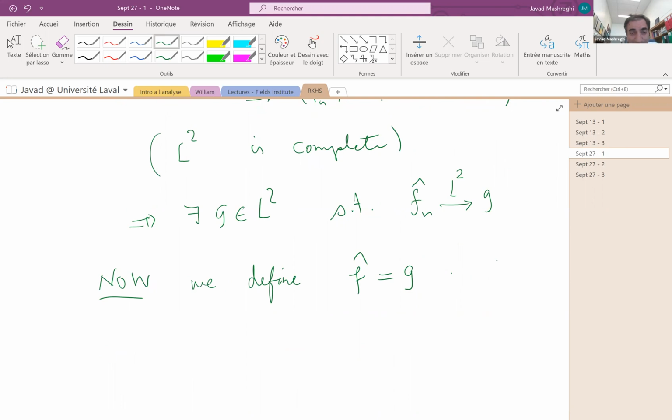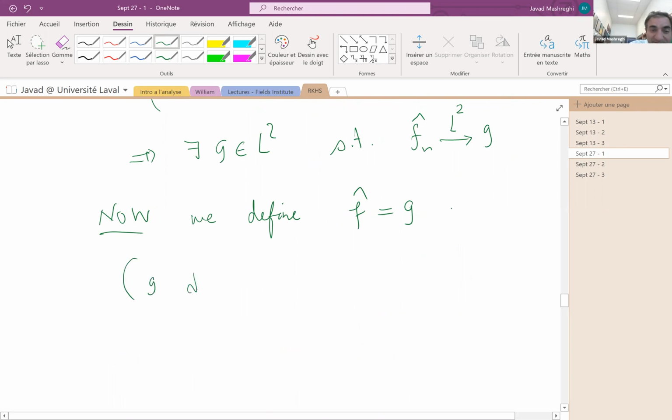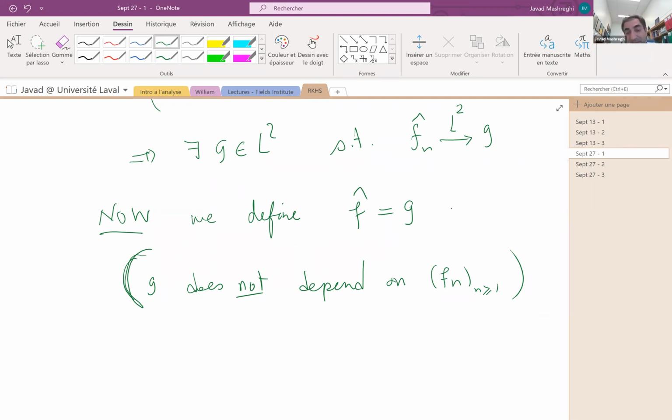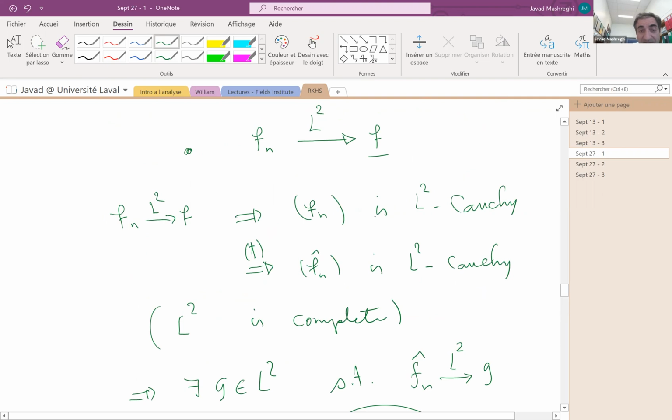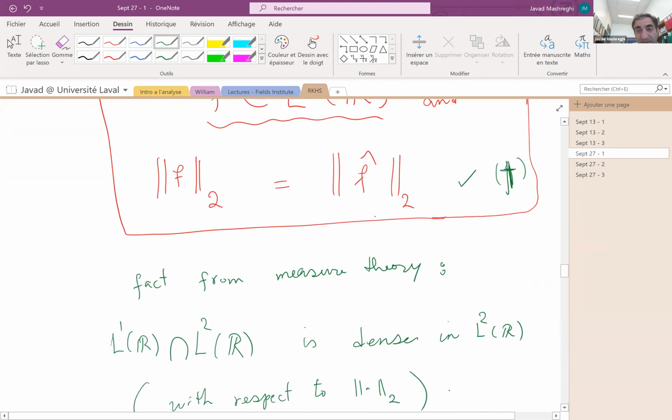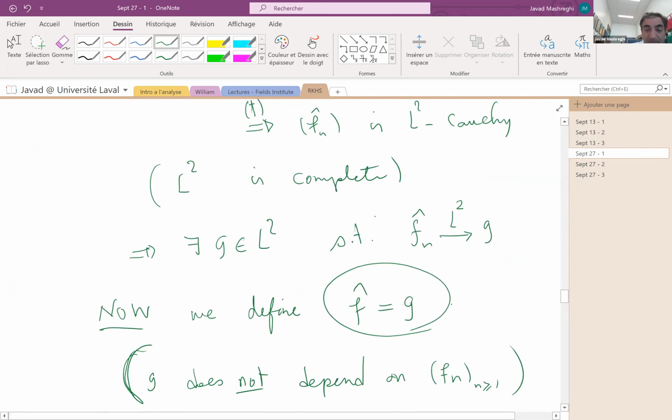I said I do not want to cover the course on harmonic analysis, just give you a general picture of it. Yes, it goes to the same function, so I add here that g does not depend on the choice of Fn. As long as Fn is in L1 intersection L2 and converges to F, we obtain the same limit. Otherwise, the theory doesn't work. Otherwise, this definition I gave here is meaningless, because with different sequences you obtain different limits, so F hat is not well defined.